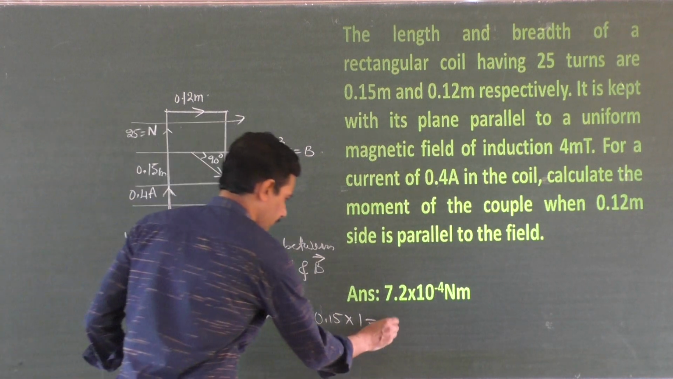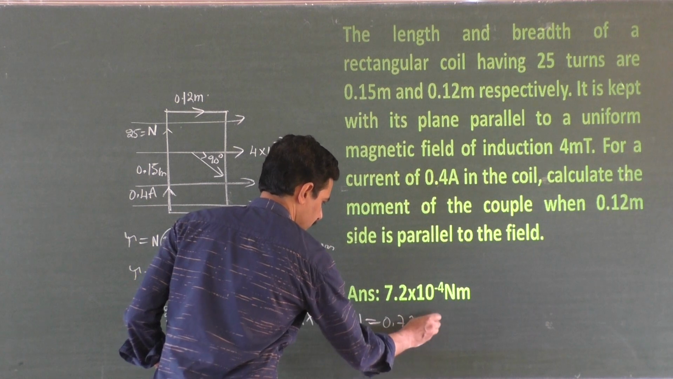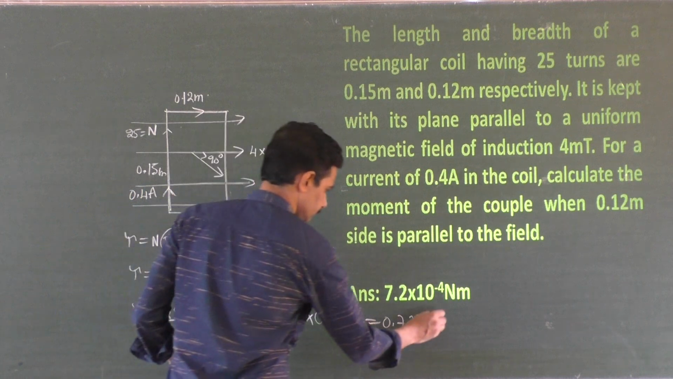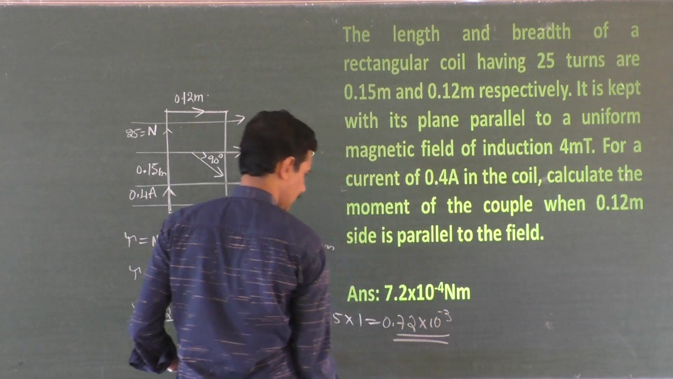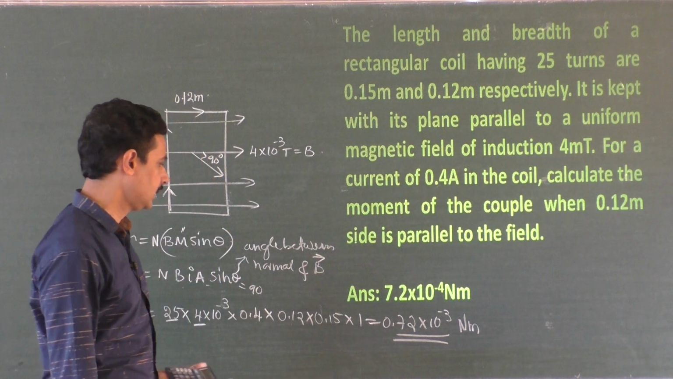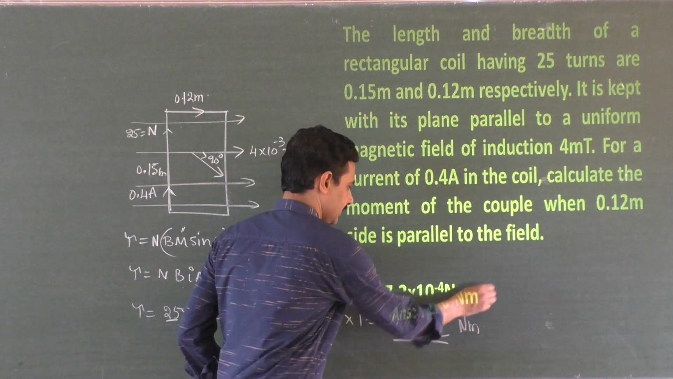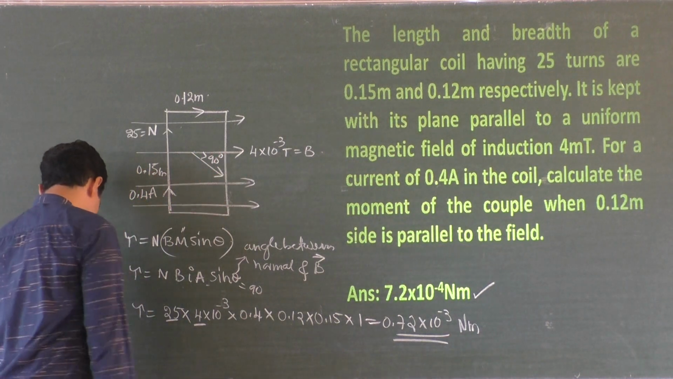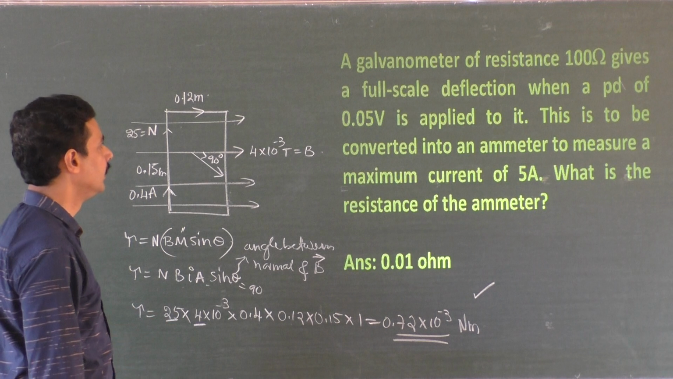It is 0.72 into 10 to the power minus 3, that's all. This much of Newton meter, torque, or 7.2 into 10 to the power minus 4 Newton meter, that is also correct. So no problem. Yes, direct problems.